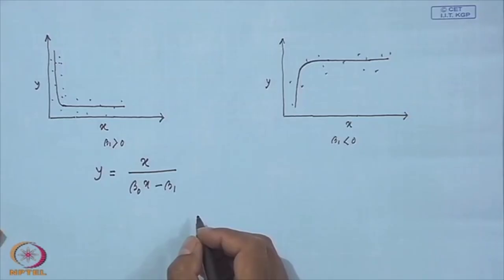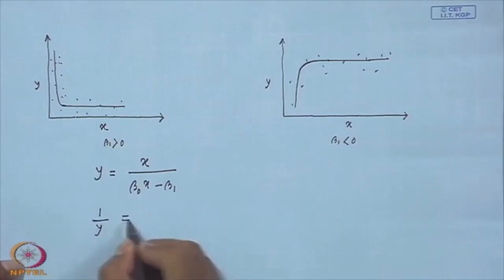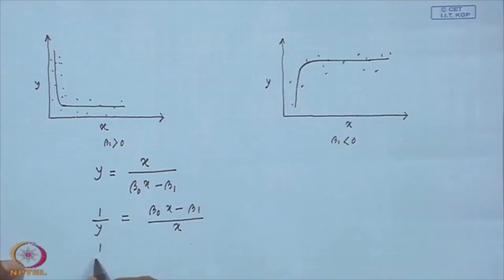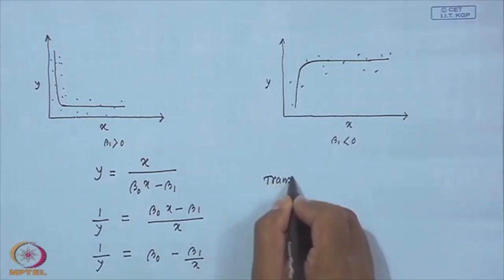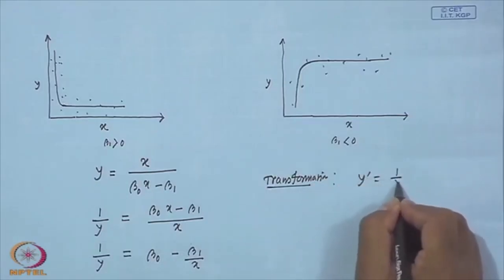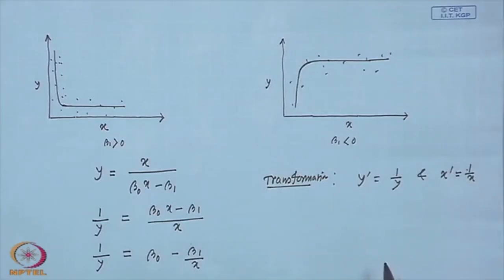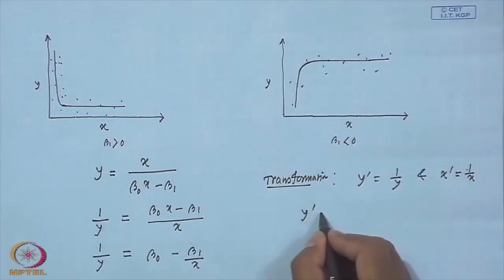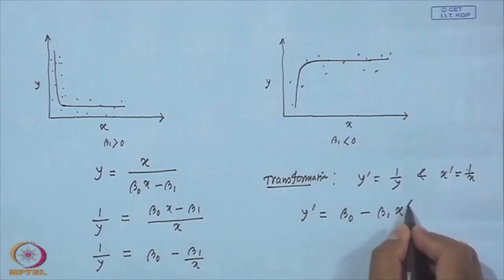a linear function, because yes, you can take, say, 1 by y. 1 by y is equal to beta naught x minus beta 1 by x, and so here 1 by y is equal to beta naught minus beta 1 by x. So, the transformation you are taking here is y prime equal to 1 by y, and x prime is equal to 1 by x, and the final model is y prime equal to beta naught minus beta 1 x prime.